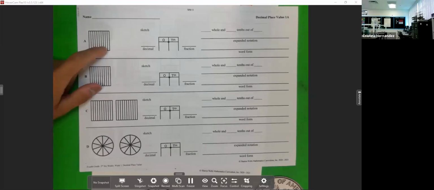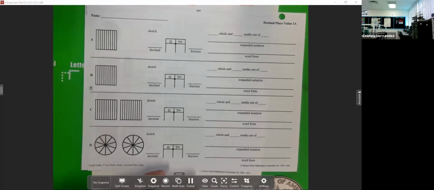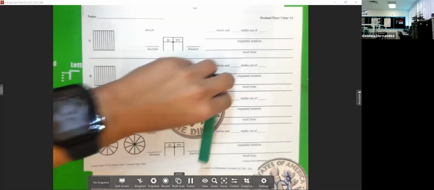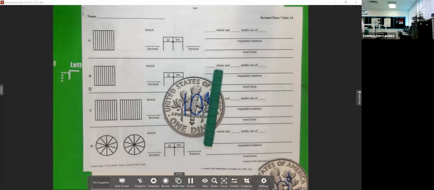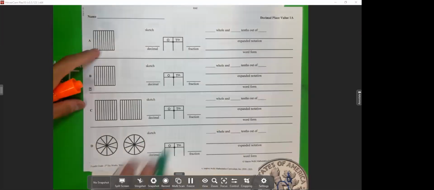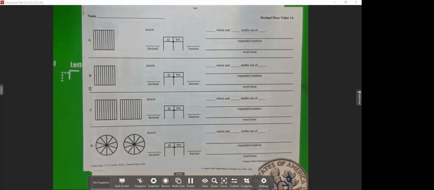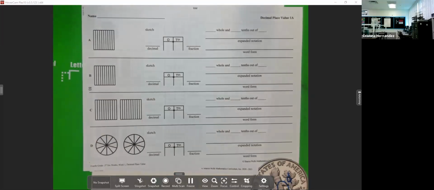How much does one of these little tiny things represent? How much money? 10 cents. So I want to shade in 4 of these, I think. Wait, hold on. Don't shade in 4 yet. Make sure. Nope, I lied. I want to shade in 6 of these.